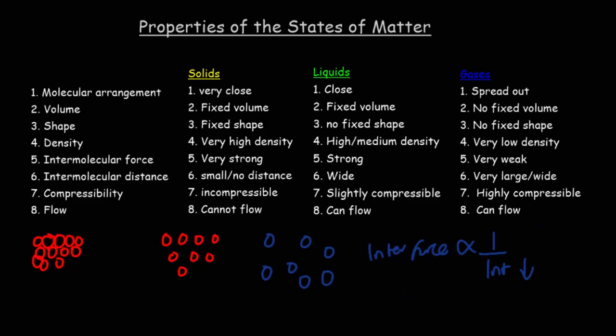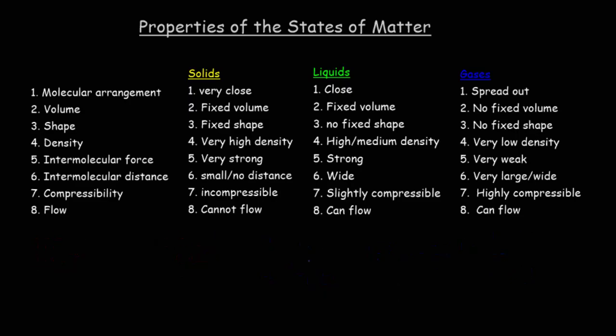Now let's look at intermolecular distance. Now, what is intermolecular distance? Intermolecular distance is simply the distance between the molecules that form either solids, liquids, or gases. Now, for solids, they have small or no distance between the particles. So as we can see from the molecular arrangement, the distance between the particles is very small, or there is no distance at all.